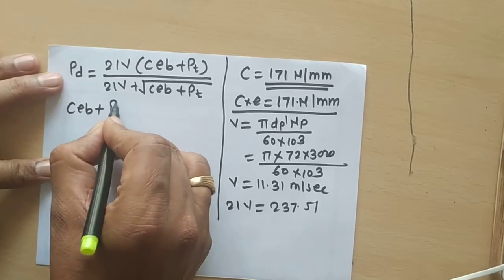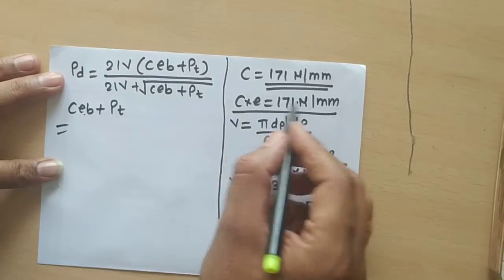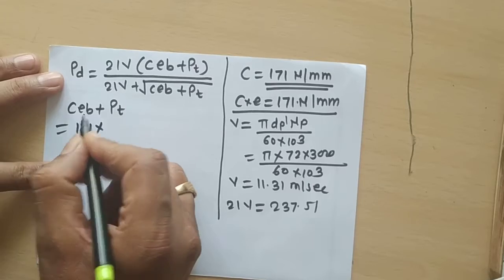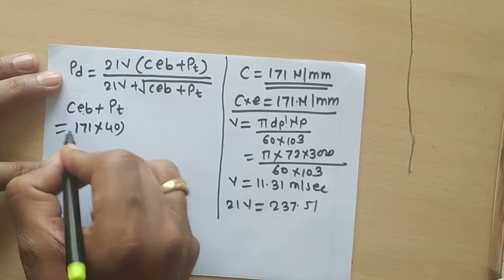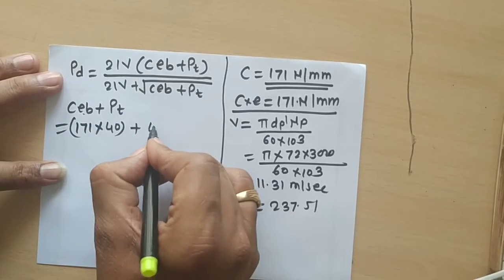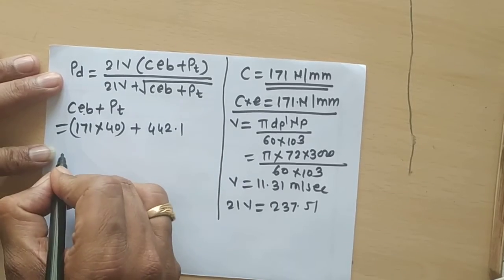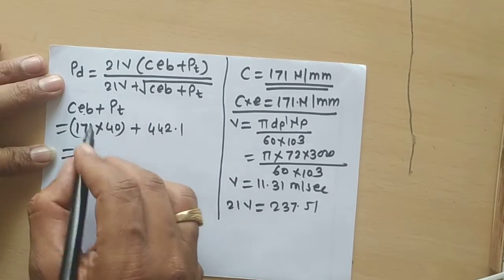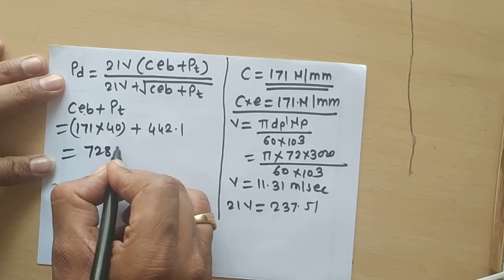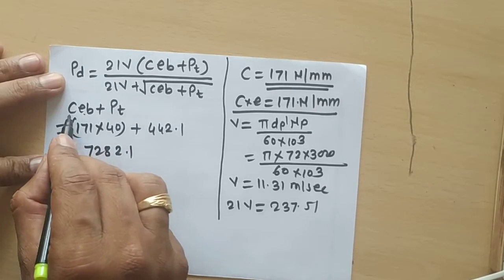Then find out the value of CEB plus PT. This CEB, C into E is 171 into B, which is given in the numerical as 40, plus PT. PT we already found as 442.1. Find out this value CEB plus PT, it is 7282.1. This is the value of CEB plus PT.